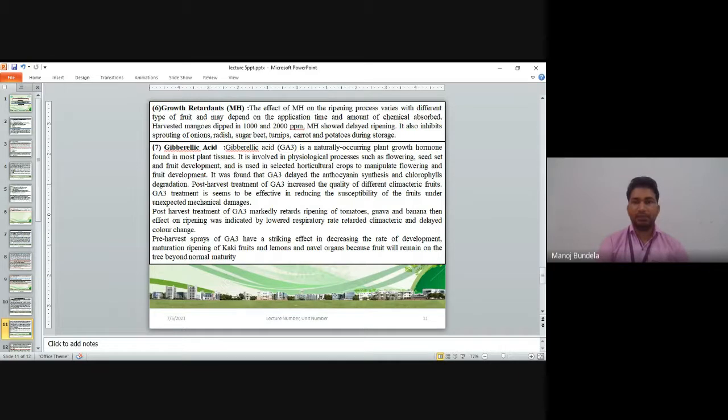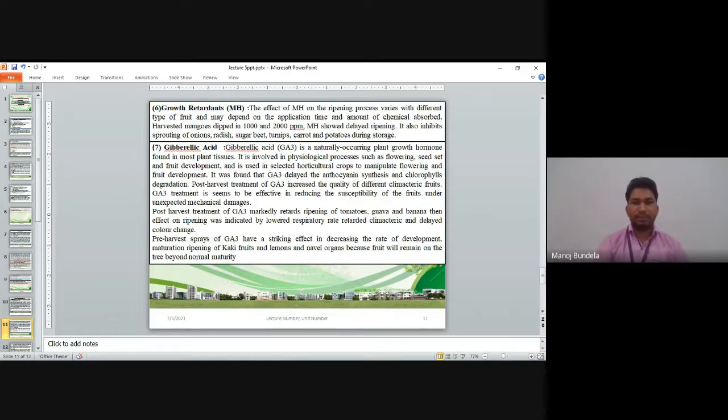Gibberellic acid is a naturally occurring plant growth hormone found in most plant tissue. It is involved in physiological processes such as flowering, seed set, and fruit development, and it is used in selected horticultural crops to maintain the flowering and fruit development. It was found that GA3 delayed the anthocyanin synthesis and chlorophyll degradation.